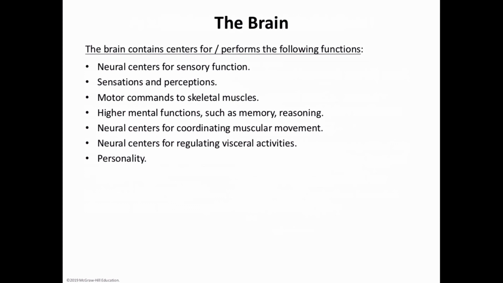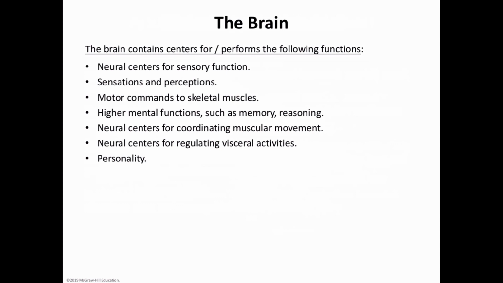So I'm now at the brain. The brain contains centers for and performs the following functions. Neural centers for sensory function. Thanks a lot, Chapter 12. Sensations and perceptions. Thanks a lot, Chapter 12, meaning the special senses. Motor commands for, or at least to, the skeletal muscles. That reminds me, thanks a lot, motor division by way of our somatic nervous system and the effector there being skeletal muscle. Higher mental functions such as memory and reasoning.